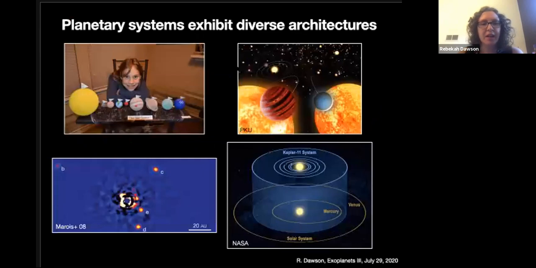Planetary systems exhibit a surprising diversity, from the solar system, which has our rocky planets closer to the sun and giant planets further out, to giant planets like hot Jupiters, which orbit extremely close to their host star, to gas giants at or beyond 50 AU, to compact, tightly spaced super-Earths and mini-Neptunes.